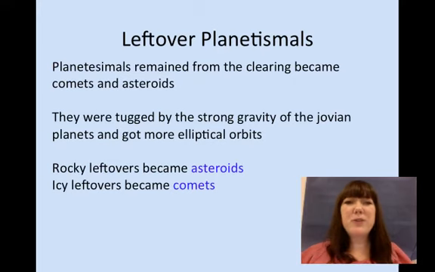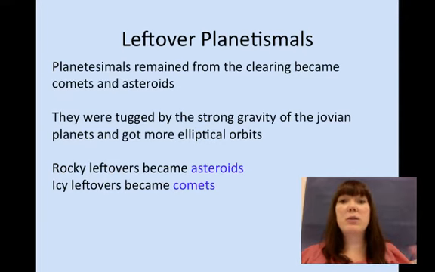So then what about all the leftover material, all the leftover chunks? Well, a lot of those ended up getting pulled into the different planets and hitting the planets and creating lots of craters. And that's why we see things like the moon and Mercury so heavily cratered, is because the planets were pulling in those objects. But the leftover ones became our comets and asteroids.